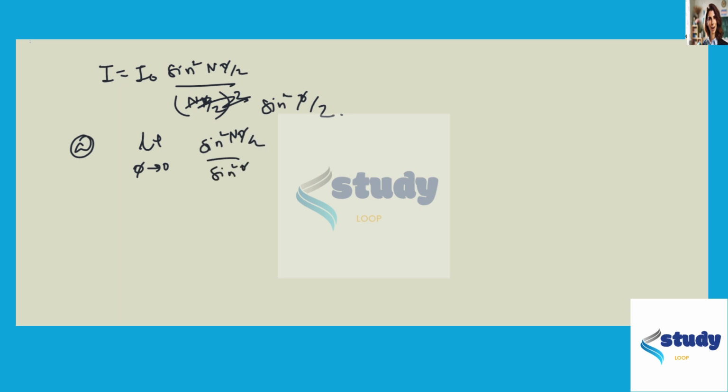Now we know that I is equal to I naught sine square n phi by 2 by sine square phi by 2. Now for part A, we want to see what happens when phi tends to 0. So for the limit as phi tends to 0, sine square n phi by 2 by sine square phi by 2.